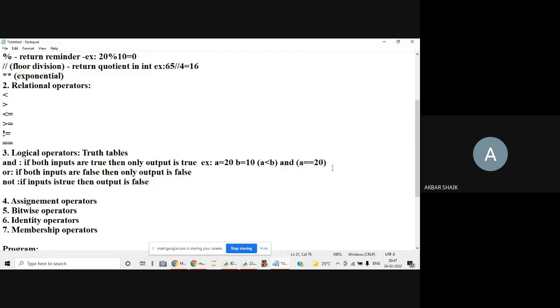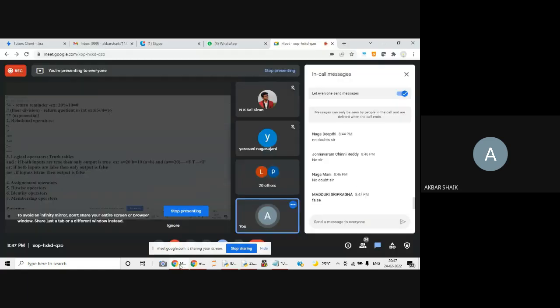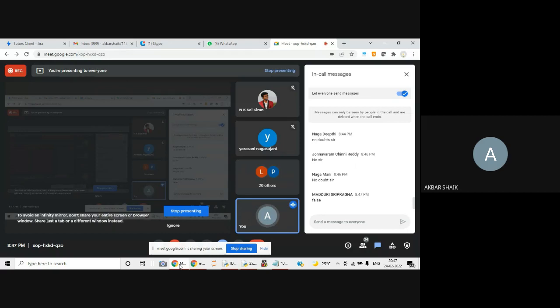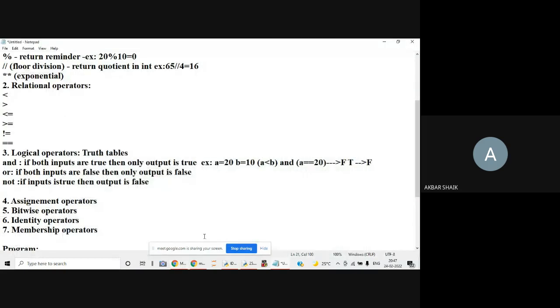So obviously, if it is false, and what about this? 20 equals 20, true. So false and true. What is the output for false and true for logical AND? False and true. Output is false. Understood, all of you this? Logical AND. In logical AND, what will happen? If both inputs are true, then only the output is true.